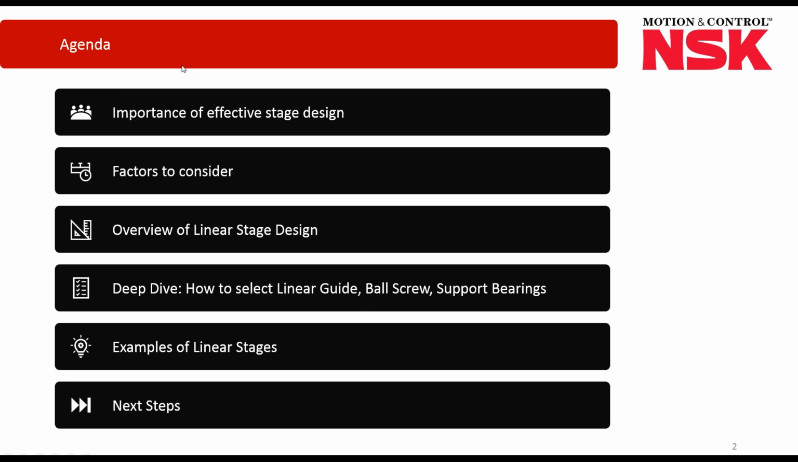So we'll kick things off by starting with why it's important to design a stage well. We'll look into some of the factors to consider to ensure success, both internally in your organization as well as for your customers. Then we'll provide an overview of linear stage design, do a deep dive on the critical components like your linear guide, ball screw, and support bearings, show some examples of various stages we've developed over the years, and then wrap up with some next steps.